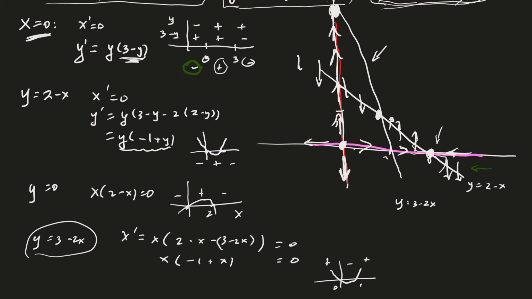So that means we're going to be traveling to the right if x is less than 0. Then between 0 and 1 we'll be traveling to the left, and then traveling to the right if x is bigger than 1. Good. So here's my break. That's where x is equal to 1.